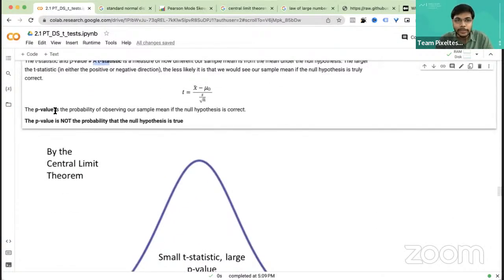Now, the p-value is the probability of observing our sample mean if the null hypothesis is correct, right? So we are going to test that.